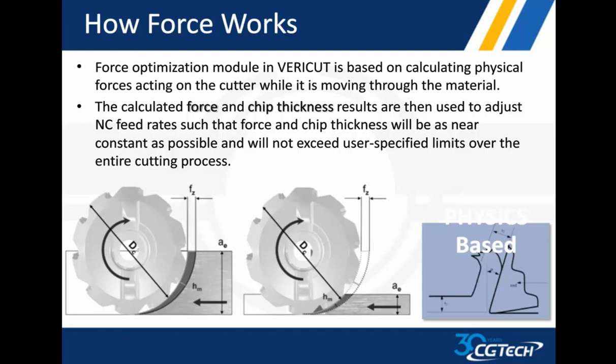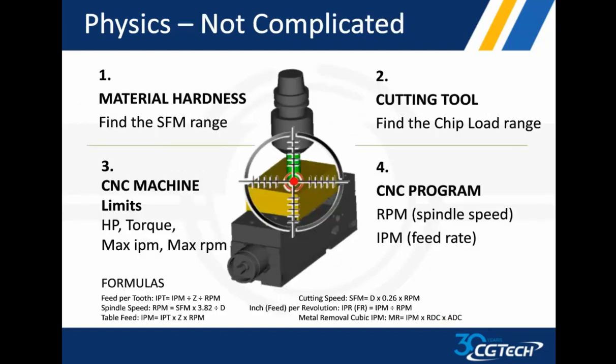So let's talk about physics, not complicated. In this image, we've got a lot of the things that are familiar to programmers and machinists: material hardness, the cutting tool, the chip load range, horsepower, torque. These are all of the calculations and formulas that get thrown into this big mix we call the physics of how we're going to cut that. And as you can see in the crosshairs, that all happens where the tool intersects the material.